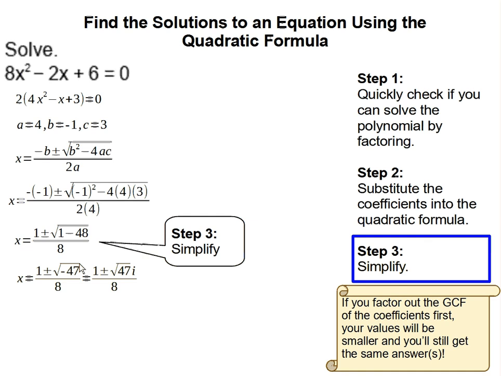Or what you can do is simplify it more because the square root of -1 is i. So I could change this to the square root of 47 times i here, and then leave it like that. So we have 1 plus or minus the square root of 47i over 8. Or you could say no solutions, depending upon what your teacher wants. And that completes our problem.